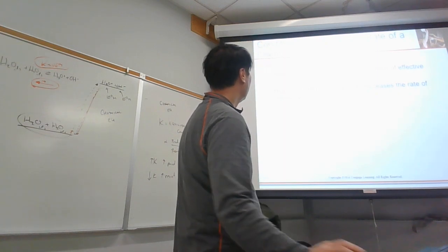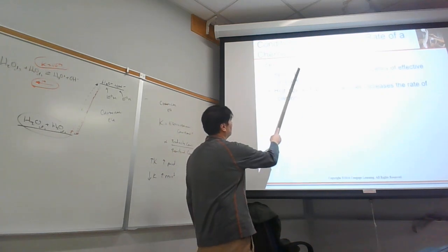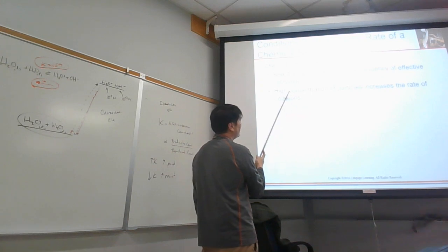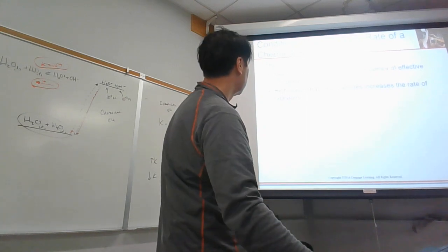Other things that can impact the rate of the reaction would be concentration. The higher the concentration, the more collisions. The more collisions, the faster the rate. And so high concentrations, fast rate, low concentration, slow rate. It's just in terms of collisions.